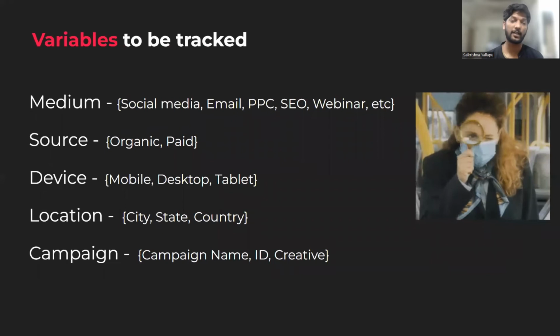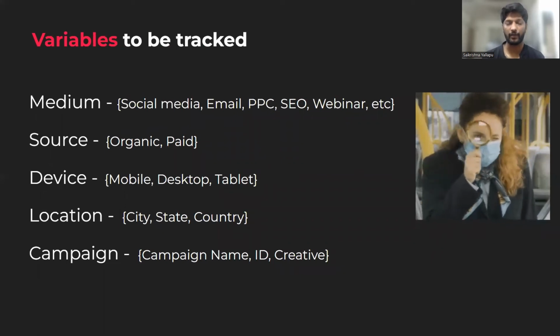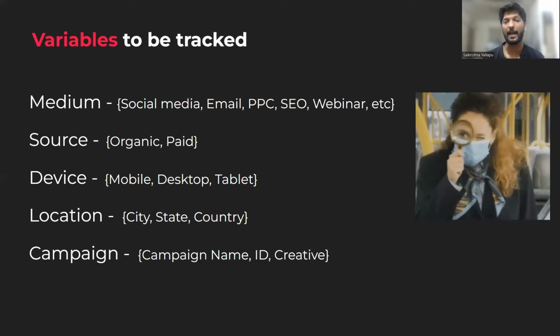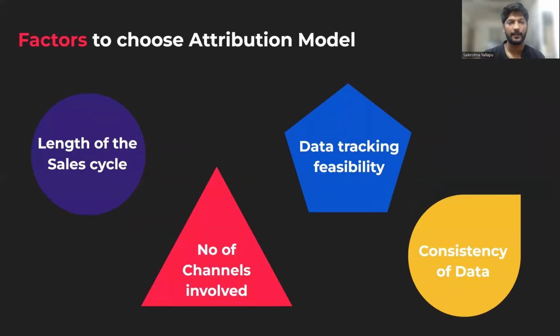What are the variables that are supposed to be tracked to make sure that we will be able to use an attribution model? The medium, from where we are getting the traffic, and the source, whether it is organic or paid, and the device. Sometimes you want to understand on what device people are coming to that point, and the location as well, and the campaign. The campaign also tells us what kind of message, what kind of offering has really worked and what has not.